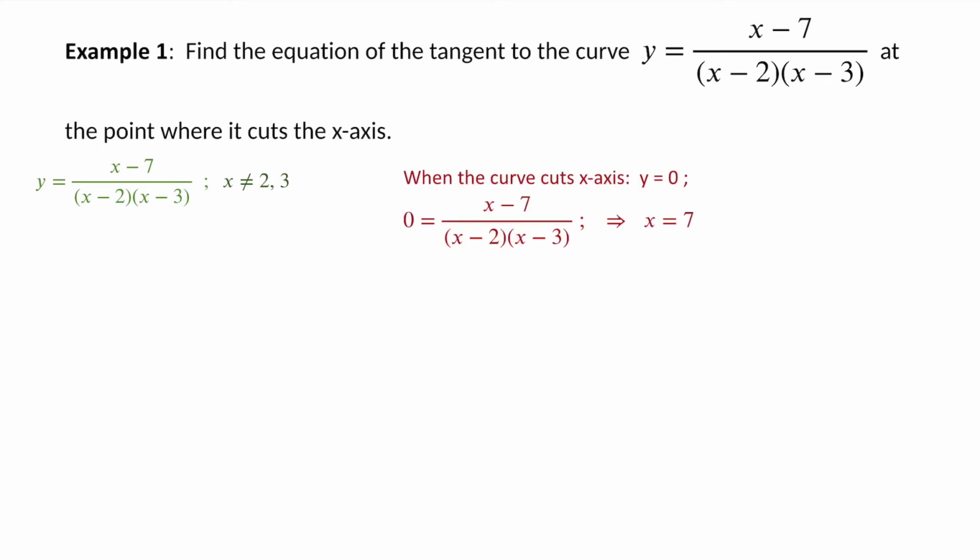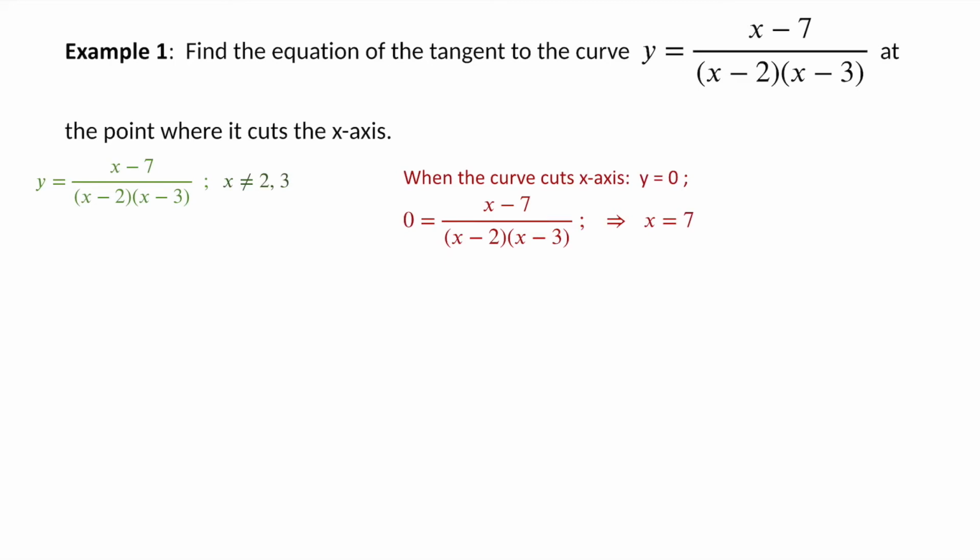Okay, so let's now find the coordinates of the point where this cuts the x-axis. We know that y equals 0 everywhere on the x-axis. So we simply plug that back into the equation of the curve, and we can easily see that x equals 7 at that point. So the coordinates of that point are 7, 0. And now the other piece of information we need is dy by dx, that is the slope of the tangent at that point.